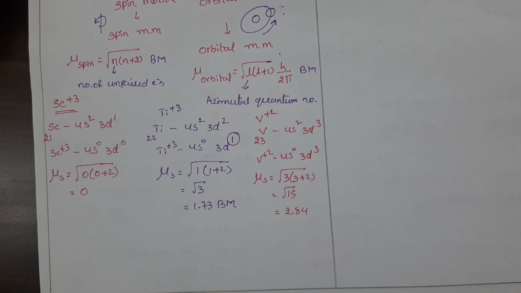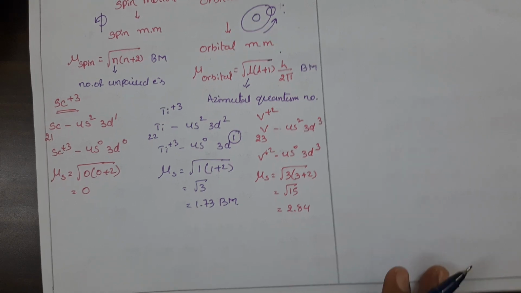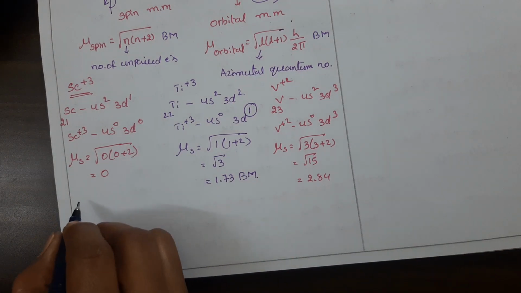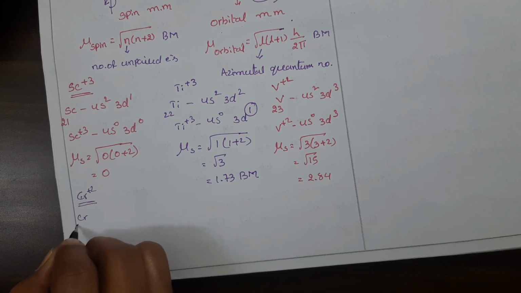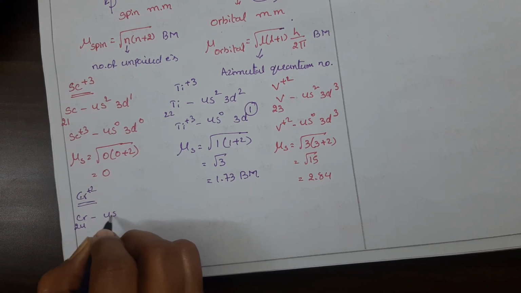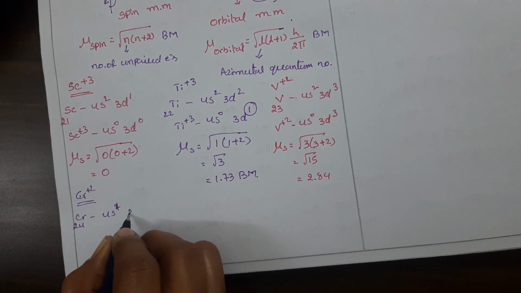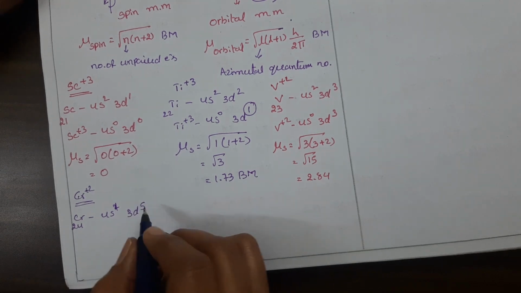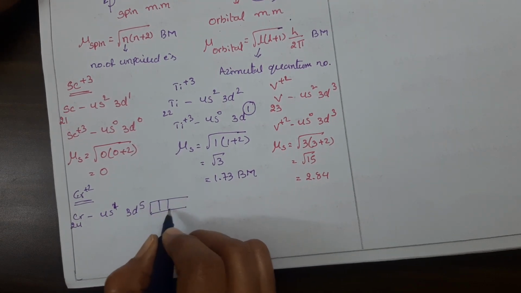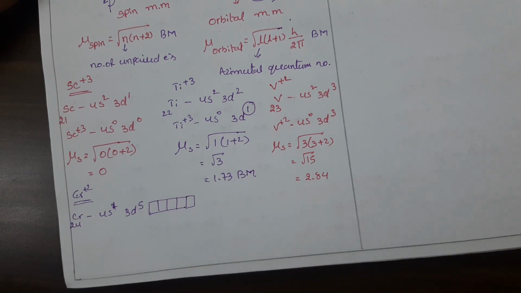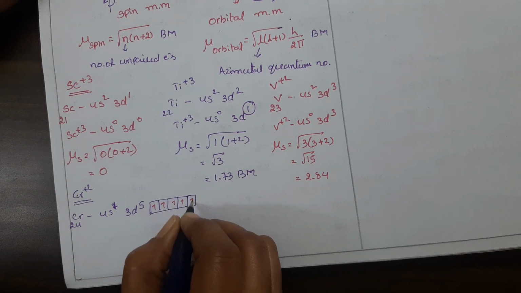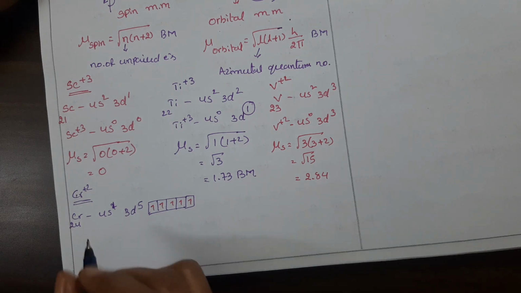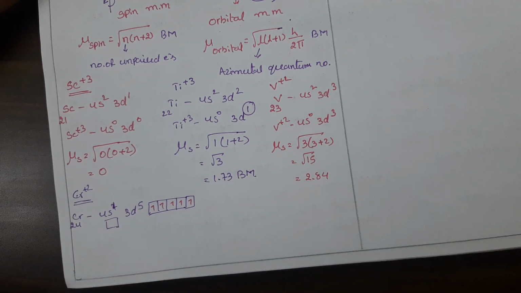So in this way we can calculate the magnetic moment for the remaining elements also. Next let us see chromium plus 2. Chromium atomic number is 24 and the electronic configuration is 4s1 3d5. In the d orbital it contains 5 unpaired electrons, 1, 2, 3, 4, 5. And in the s orbital also it has 1 electron.